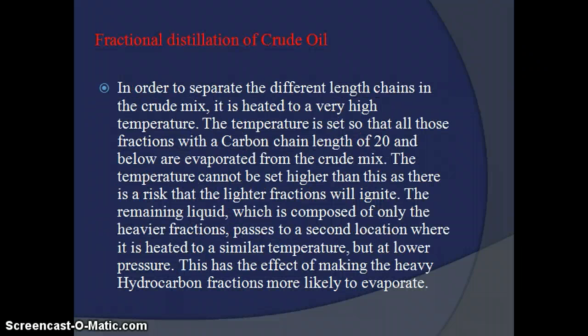In order to separate the different length chains in the crude mix, it is heated to a very high temperature. The temperature is set so that all those fractions with a carbon chain length of 20 and below evaporate from the crude mix. The temperature cannot be set higher than this, as there is a risk that the lighter fractions will ignite. The remaining liquid, which is composed of only heavier fractions, passes to a second location where it is heated to a similar temperature, but at a lower pressure. This has the effect of making the heavy hydrocarbon fractions more likely to evaporate.